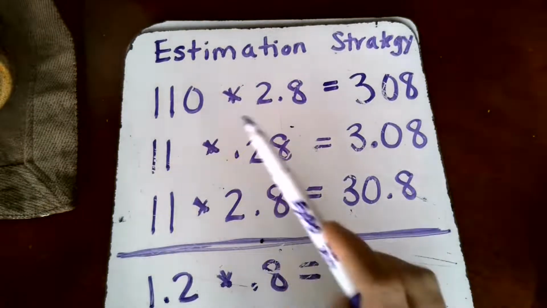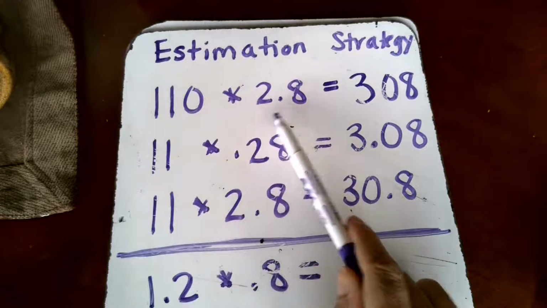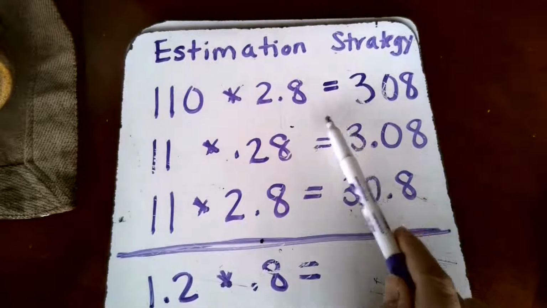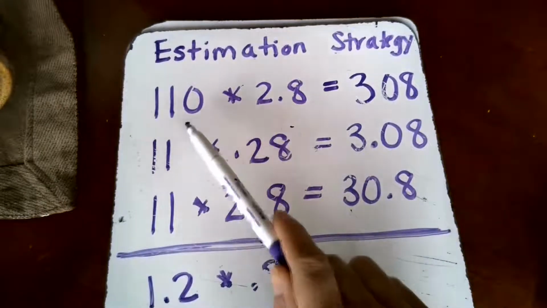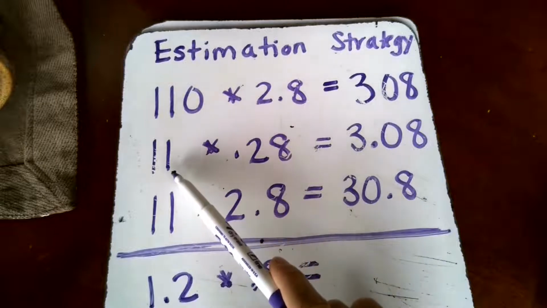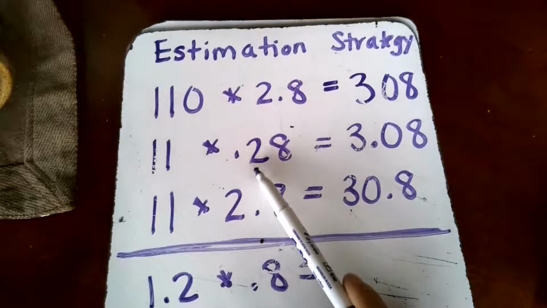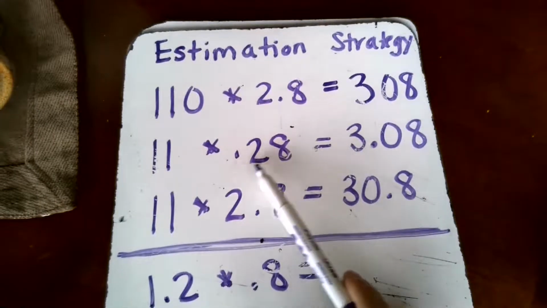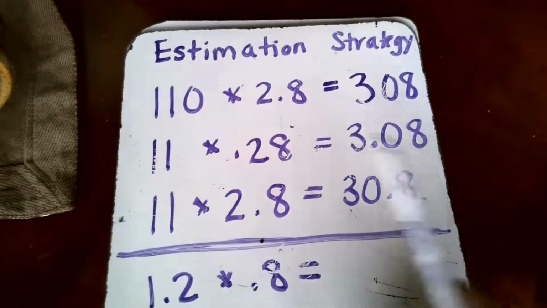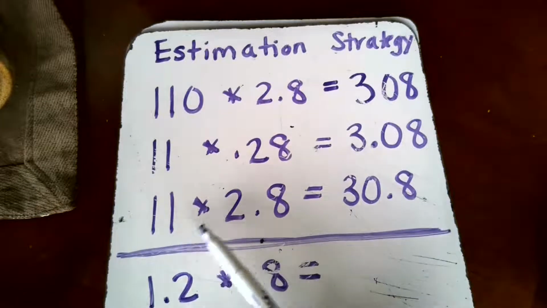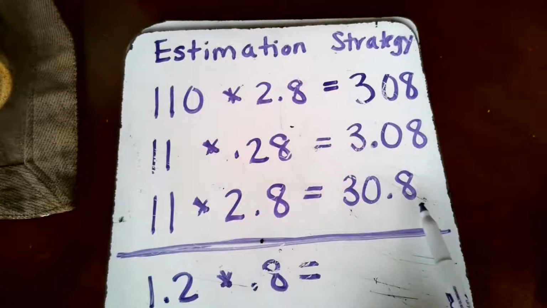If you look at my whiteboard, I have 110 times 2 8/10 equals 308. And then if I took the 110 and I turned it into 11, and I'm still multiplying it by the 2 and the 8, but now it's 28 hundredths, now my answer is 3 8/100. And then if I take 11 again and I multiply it by 2 8/10, my answer is 30 8/10.